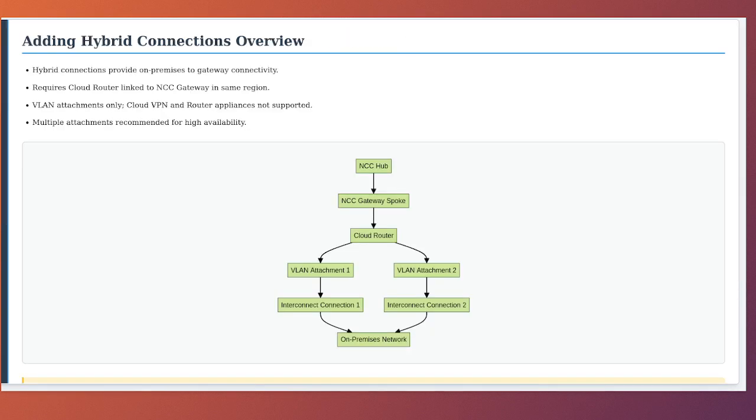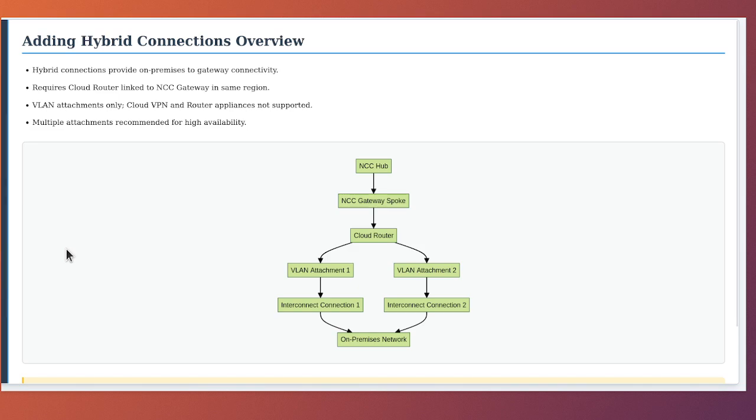Adding hybrid connections overview. With the NCC Gateway spoke created and Secure Access Connect configured, the next step is adding hybrid connections. These connections provide the physical connectivity path between your on-premises networks and the NCC Gateway. Hybrid connections for NCC Gateway consist of 2 main components: Cloud Router and VLAN attachments. The Cloud Router manages BGP sessions and route advertisements, while VLAN attachments provide the Layer 2 connectivity through Cloud Interconnect. The diagram shows how these components relate to each other.